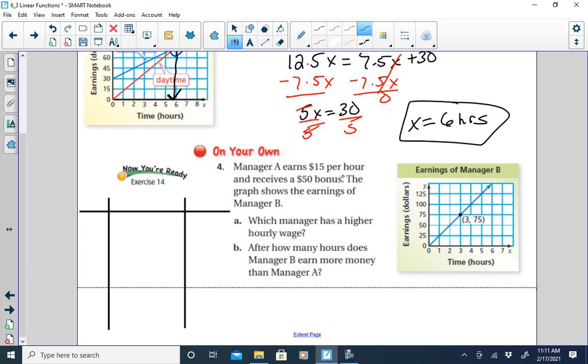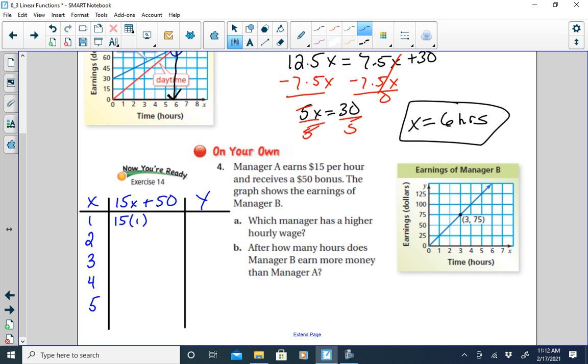Manager A earns $15 an hour plus a $50 bonus. So let's make a table of values, inputs and outputs, to see what the earnings are over time. Let's do that for 1 hour, 2 hours, 3 hours, 4 hours, and 5 hours. So 15 times 1 plus 50, 15 times 2 plus 50, 15 times 3 plus 50, 15 times 4 plus 50, 15 times 5 plus 50.